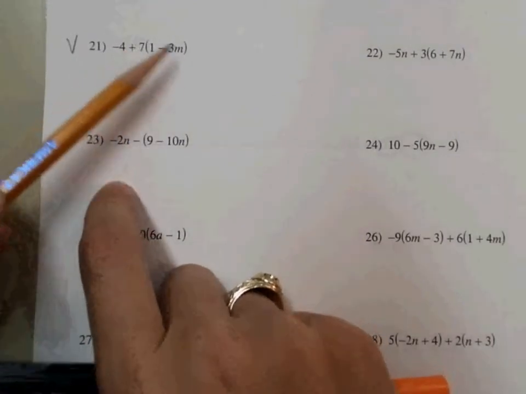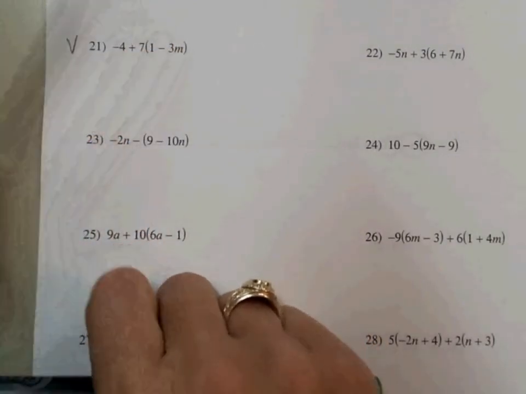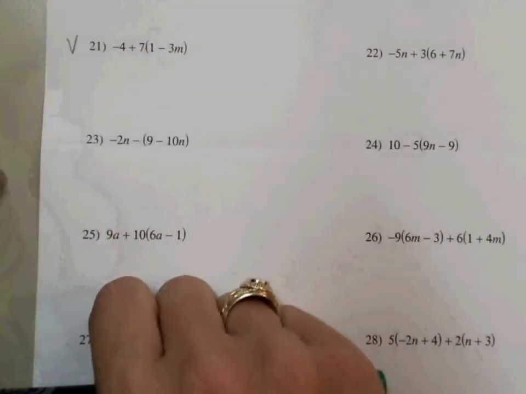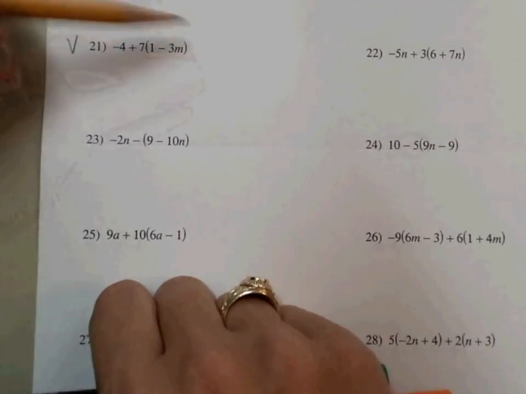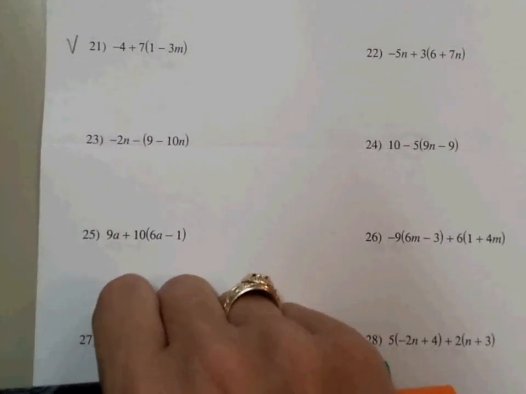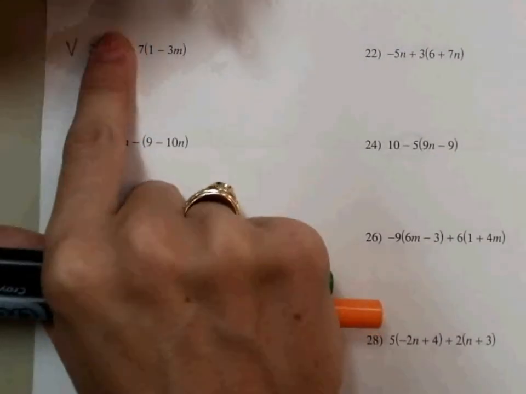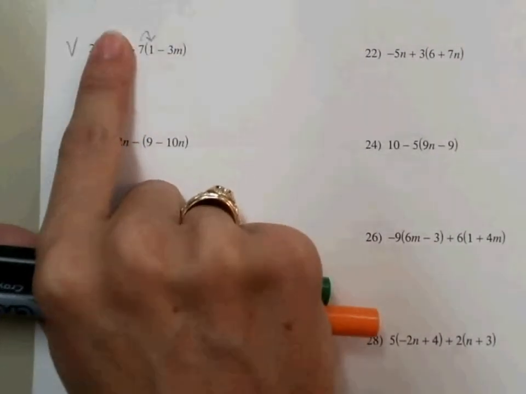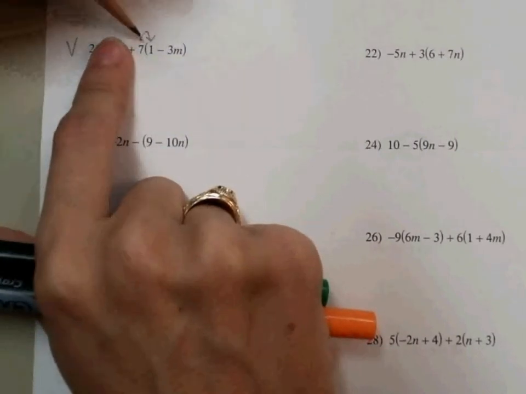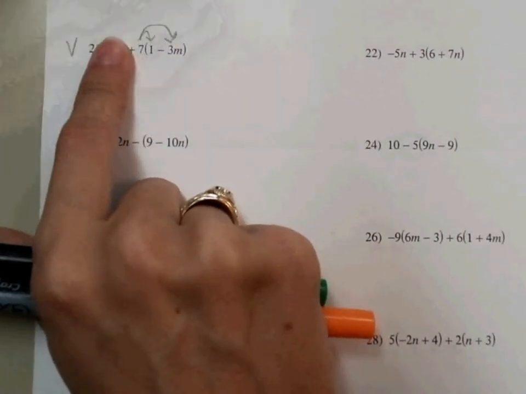Now I have to do more than combine like terms here. I have these parentheses, and when I see that, I know I need to get rid of them in order to simplify that expression. Now, how do I get rid of those? Well, I do hippity-hoppity distributive property. So I'm going to distribute that 7 to the 1, hippity, and the 7 to the negative 3m, hoppity.